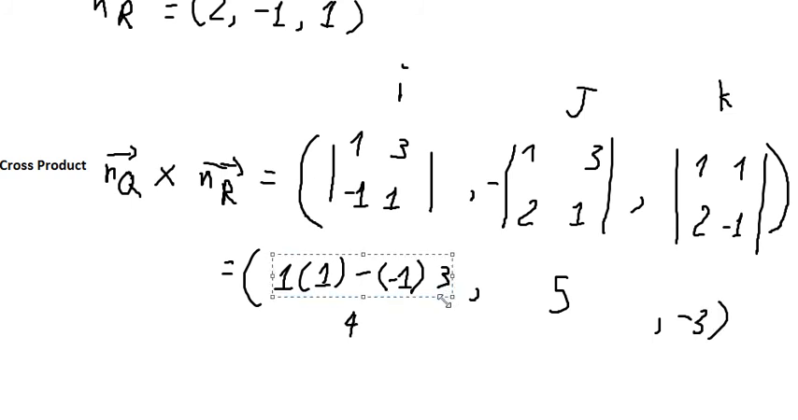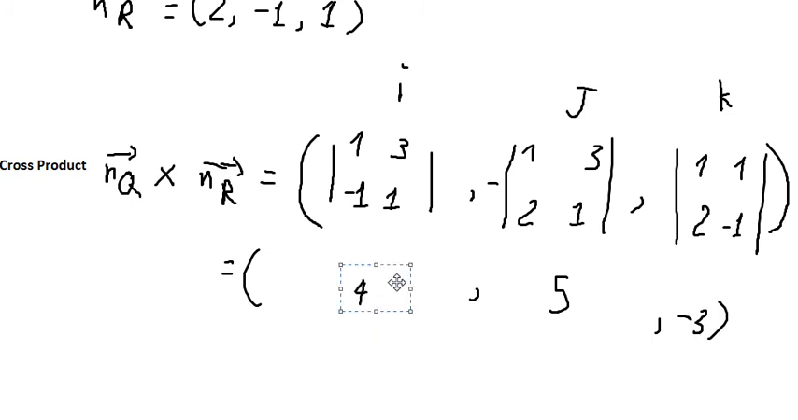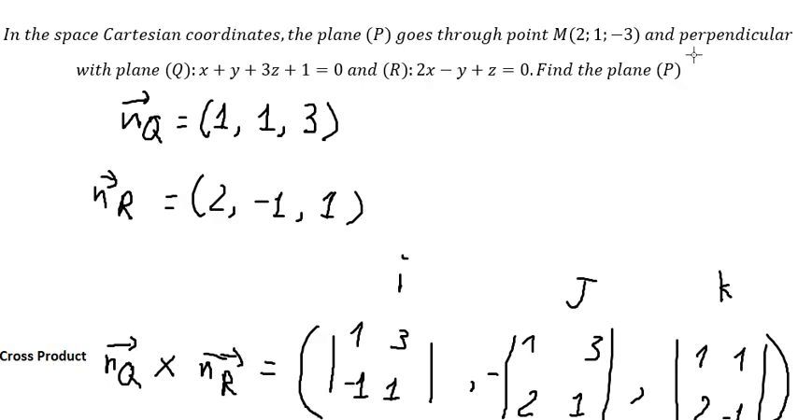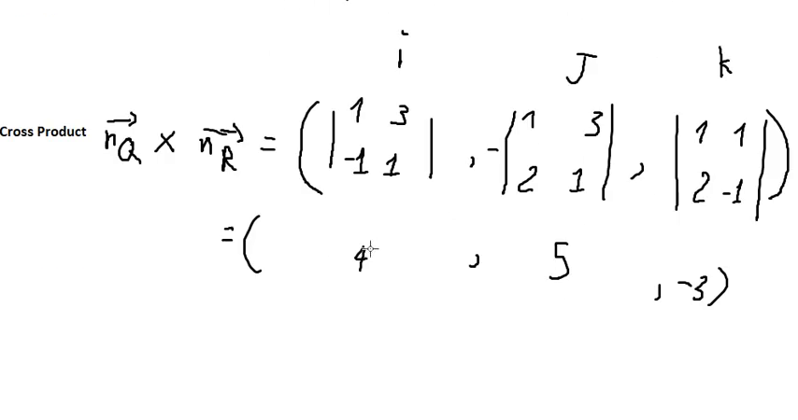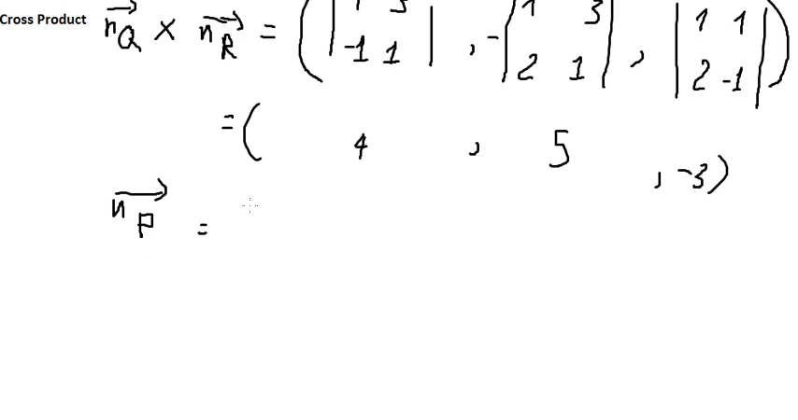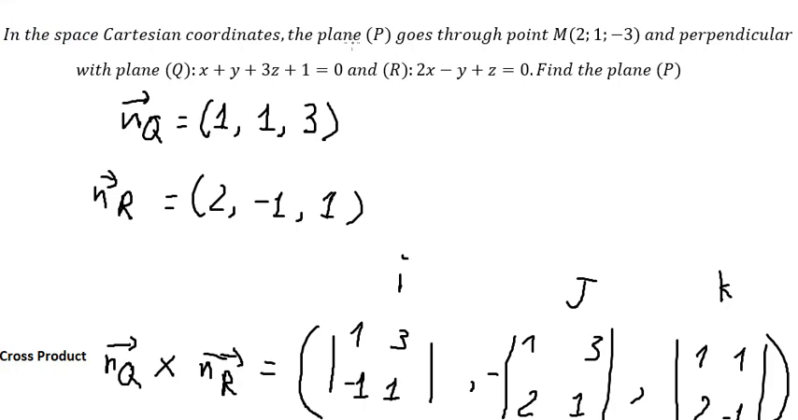And we know that plane P is perpendicular, so this value in here is the normal vector of plane P. Now the next one, the plane P goes through the point M (2, 1, -3).